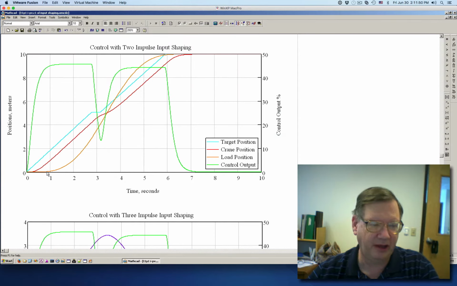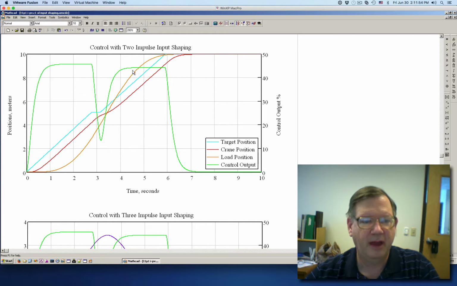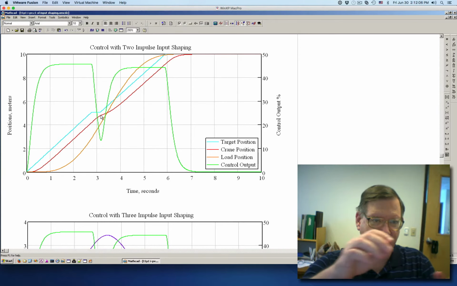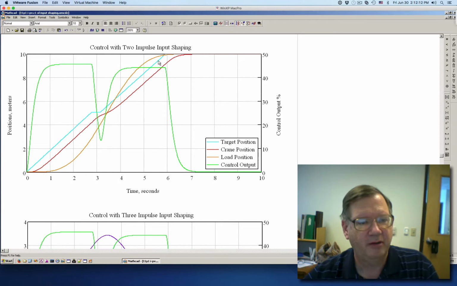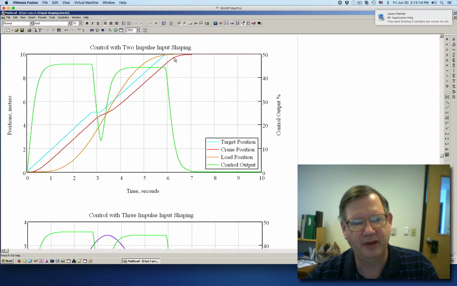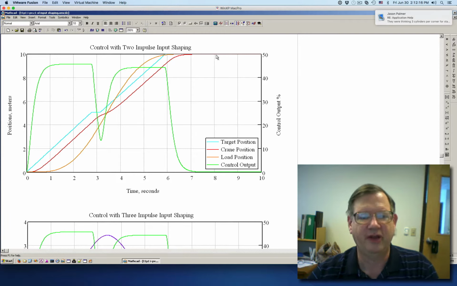You can see this is the load position, and it goes into position. Here it's falling behind by quite a bit, and then during this time when it stops, you can see the load starts swinging ahead, and then the second impulse begins, and then we cancel out the oscillation, so it stops right at 10 meters like it should.